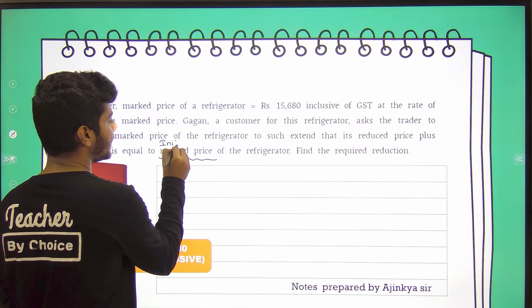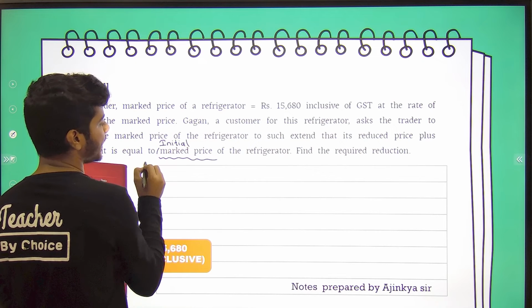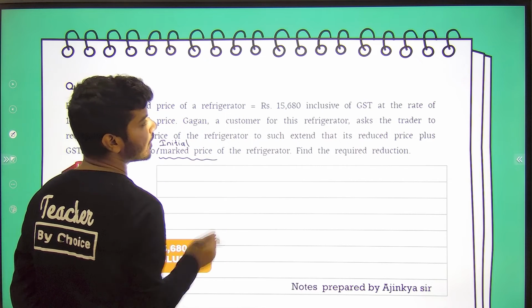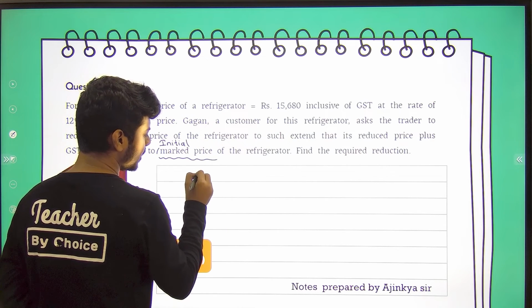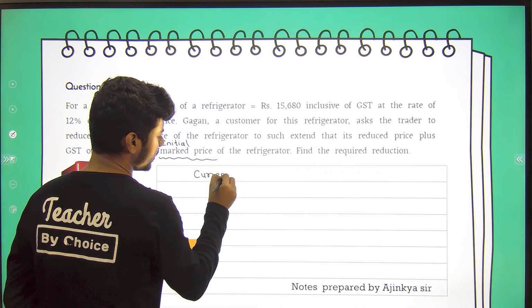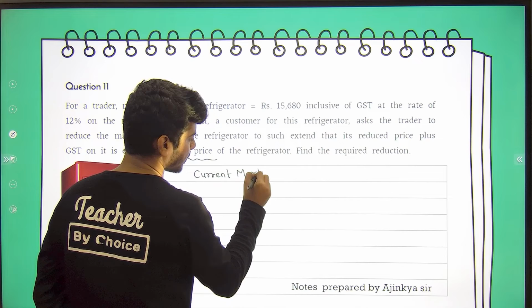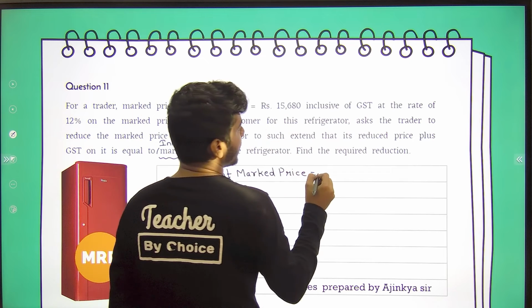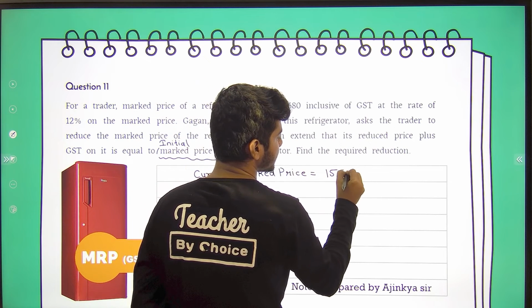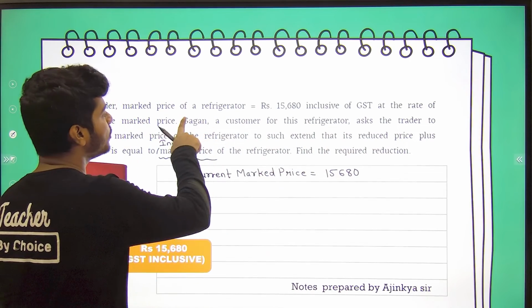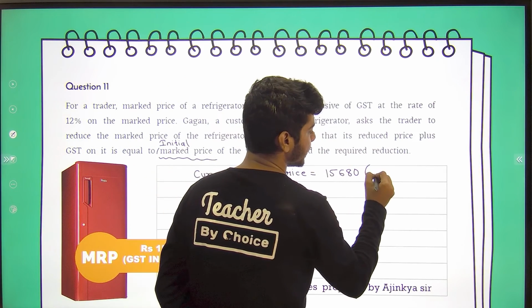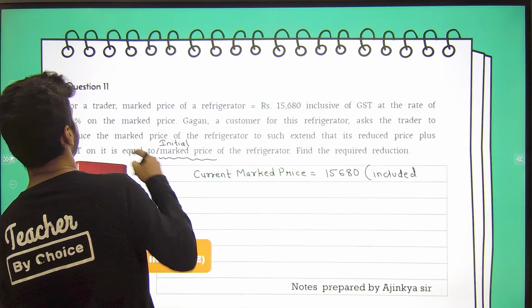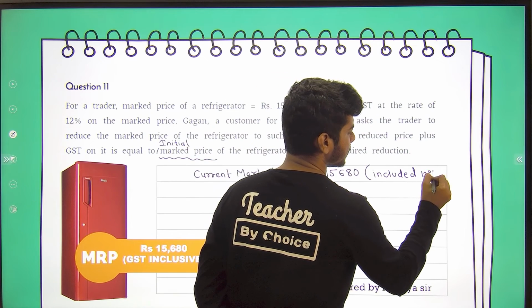So first we need to calculate the initial marked price. They are asking us for the initial marked price of the refrigerator. Now, for a trader, the current marked price is how much? 15,680. This is inclusive of GST. How much GST percentage is included? 12%. 12% GST.